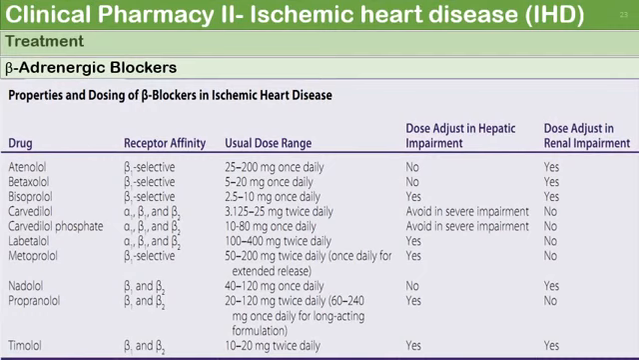This table shows a list of the beta blockers according to receptor affinity and usual dose. Like the first one, atenolol, which is beta 1 selective. The starting dose, we always start with the lowest dose, is from 25 to 200 mg. It is good that we give it as a single daily dose. It is excreted renally only, so it needs dose adjustment in renal problems.